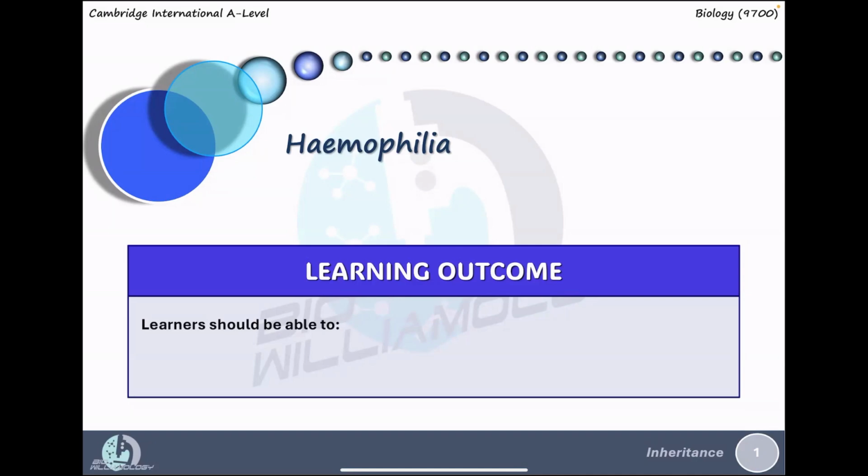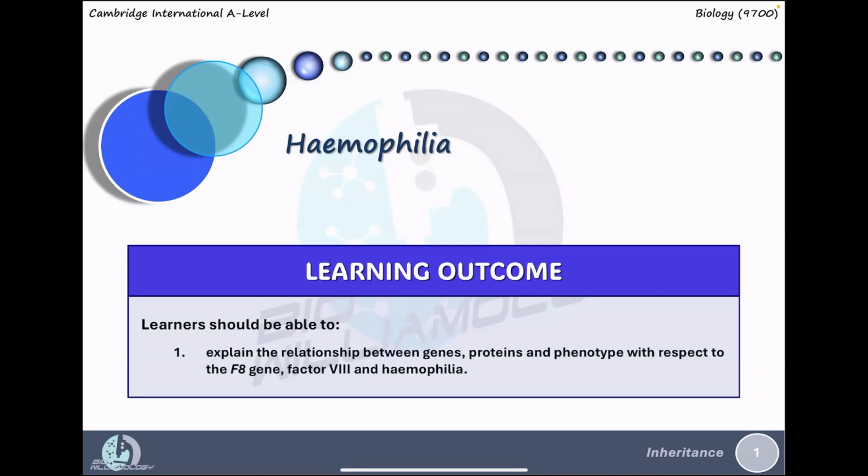In this lesson, we will explore hemophilia. At the end of this lesson, you will be able to explain the relationship between genes, proteins, and phenotype with respect to the F8 gene, also known as the factor 8 gene, factor 8 protein, and the disease hemophilia. Let's get started.